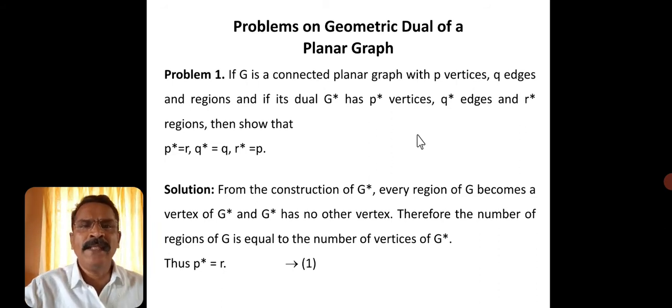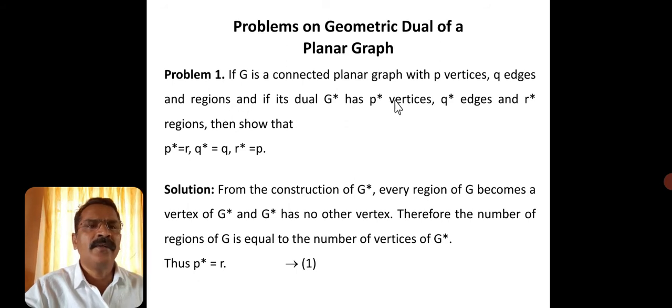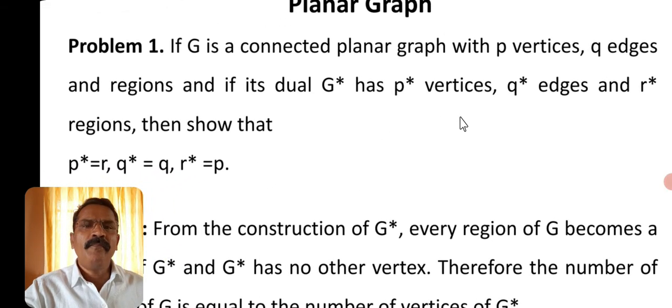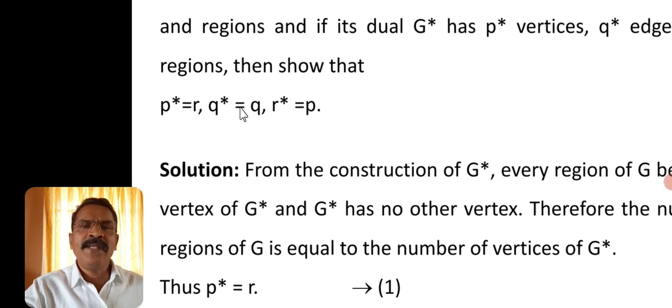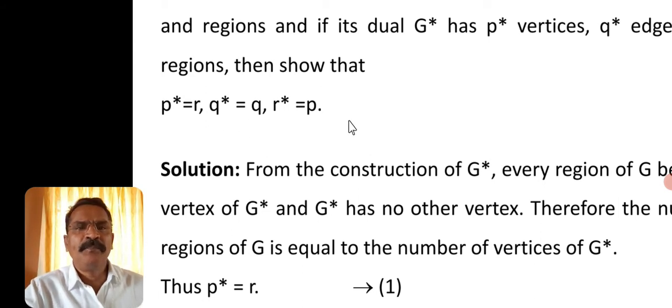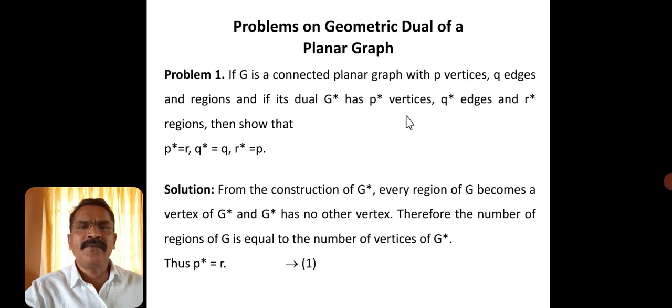The first problem: if G is a connected plane graph with P vertices, Q edges and R faces, and if the dual G star has P star vertices, Q star edges and R star faces, then we have to prove P star is equal to R, Q star is equal to Q, and R star is equal to P. So this is the simple result.